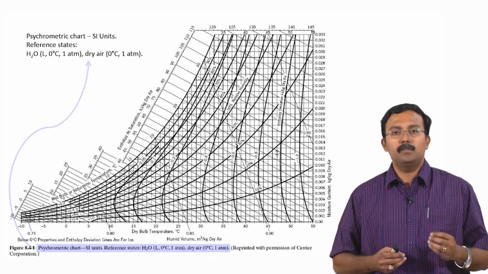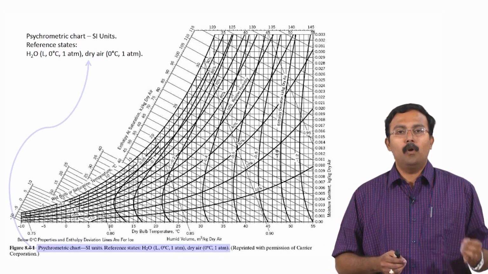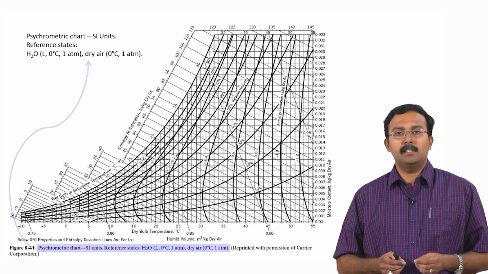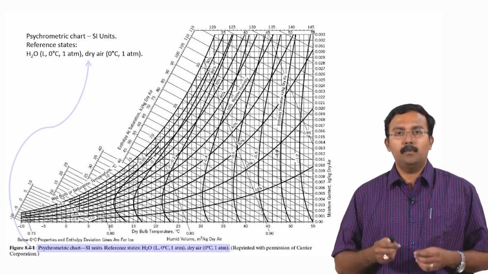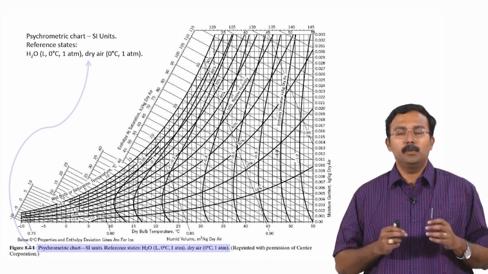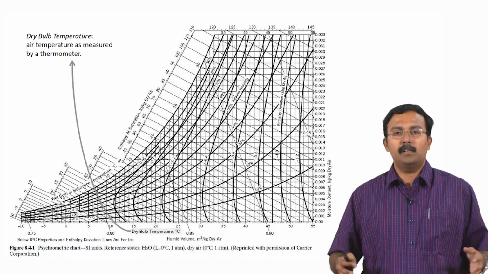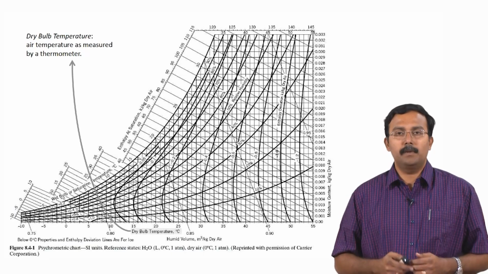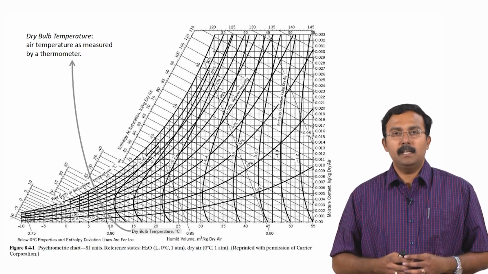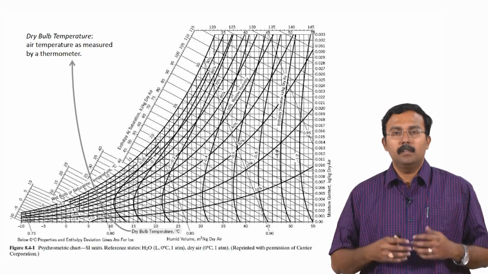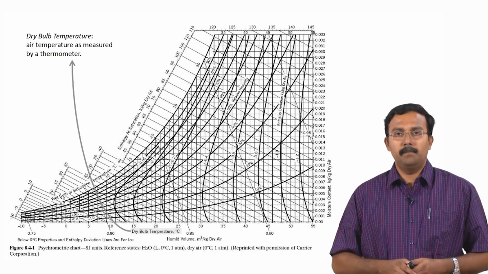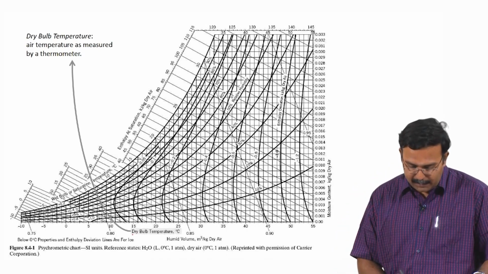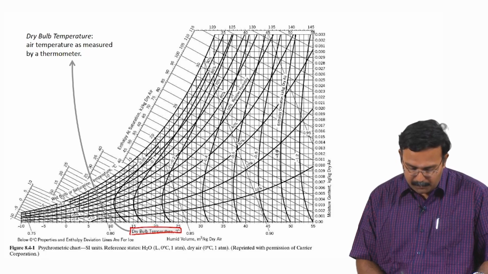The reference state which is used for this chart is liquid water at 0 degree Celsius and 1 atmosphere, and dry air at 0 degree Celsius and 1 atmosphere. Using these two reference states, we have calculated and plotted all this information. So what information is readily available for us from here? The first thing we have is the dry bulb temperature. The x axis you have here is the dry bulb temperature.